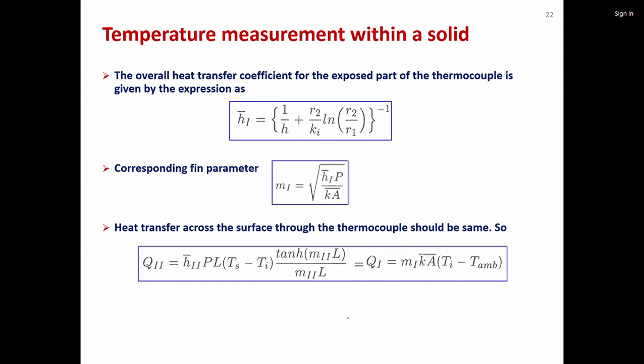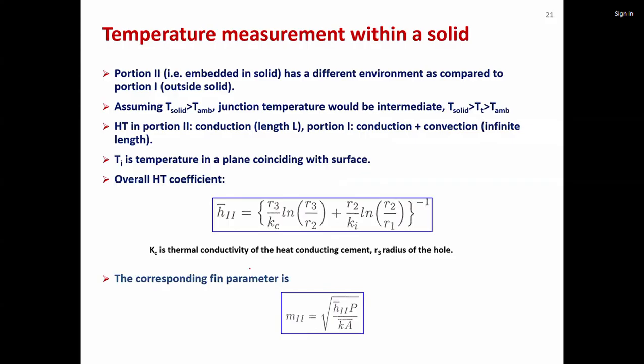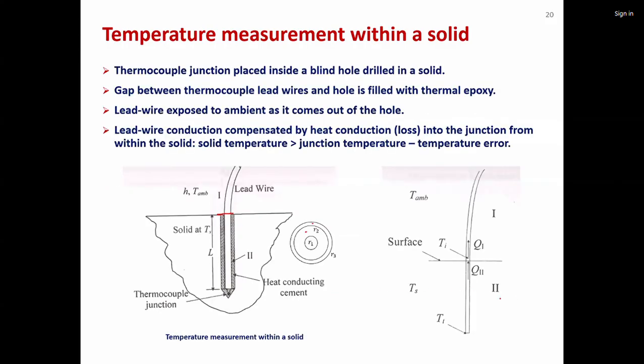But if you go to a finite fin of length L, the expression for heat transfer can be found in a heat transfer textbook. The expression is different compared to an infinite fin. So here, the formula is H, the overall heat transfer coefficient in region 2. Sorry, it is exposed to the solid, right? We are talking about this region here.